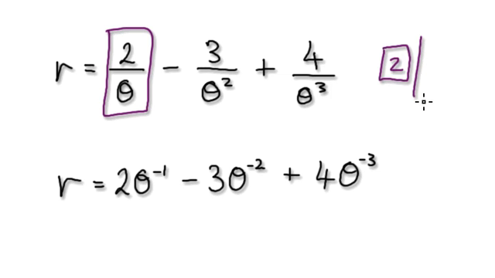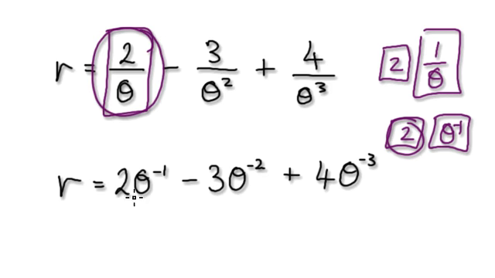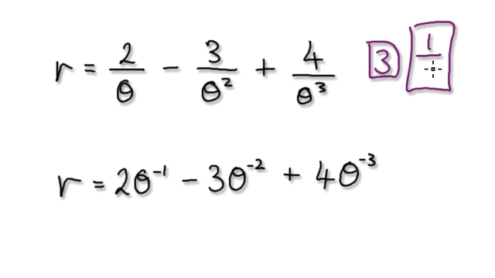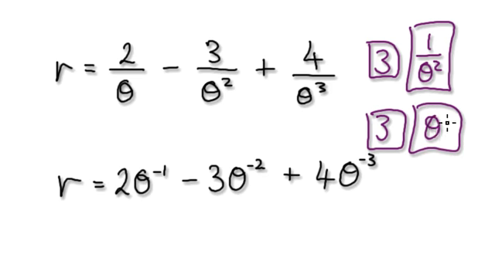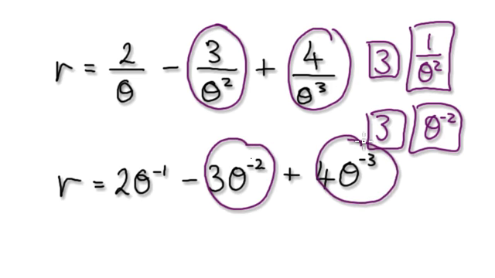You've got a 2 multiply 1 over theta. Well, 1 over theta is the same as theta to the power of minus 1. So visualize this thing as 2 times theta to the power of minus 1, and you can use the same technique for this one here. Visualize this thing as a 3 times a 1 over theta squared. Well, 1 over theta squared is really theta to the power of minus 2. So this thing you can visualize as this, and this thing as this.